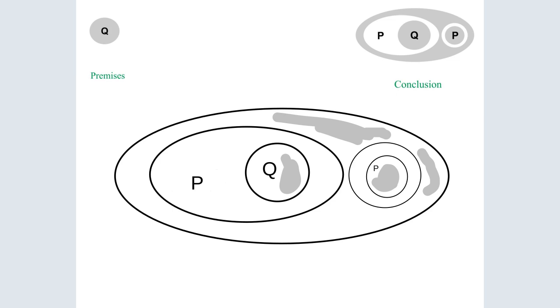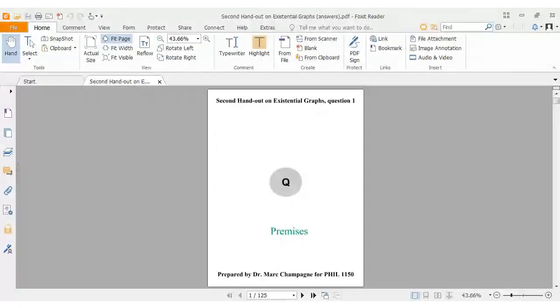Let me share the solutions with you for this, because this is part of your second handout of exercises, right? Which question is this on the second handout? It's the first question. Let me screen share that with you. Second handout on existential graphs, and let me show this full screen. Fifth page. Can everyone see our starting premise? If you can see it, type in yes. R not Q. Remember R not Q?